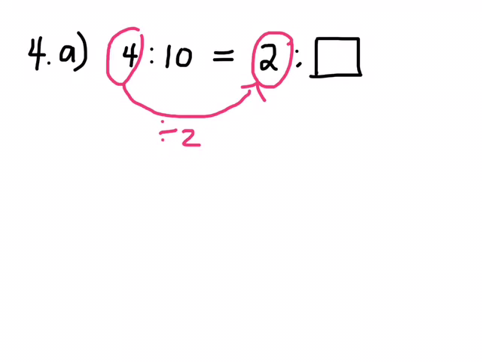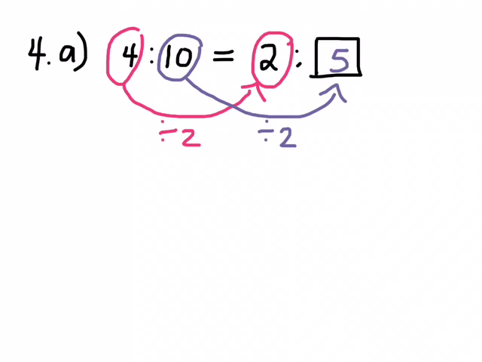4 divided by 2. Okay, now we're trying to find the missing term for the second one. Well, if they divided the first terms by 2, what do you think you have to do with the second term? Divide it by 2. So the missing number would be 5, good. So 4 to 10 is equal to 2 to 5.